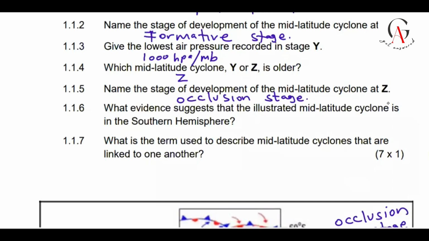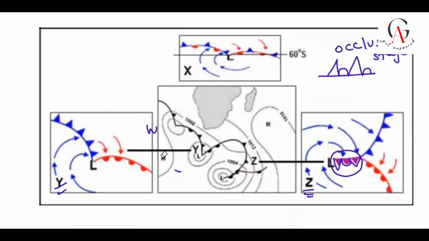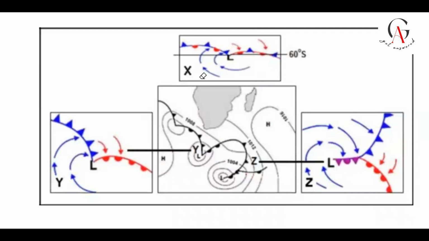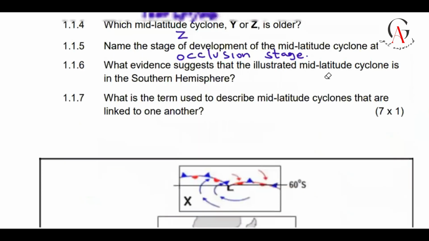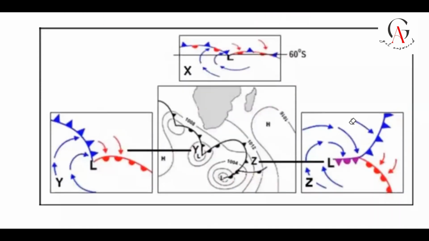All right. Number 6, what evidence suggests that the illustrated mid-latitude cyclone is in the southern hemisphere? So how do we tell that the mid-latitude cyclone is situated in the southern hemisphere? Let me try to remove this so that we can see clearly. All right. Okay. So what evidence suggests that the illustrated MLC is in the southern hemisphere? What can we look at here? Firstly, we can talk about countries like Madagascar, situated in southern Africa.